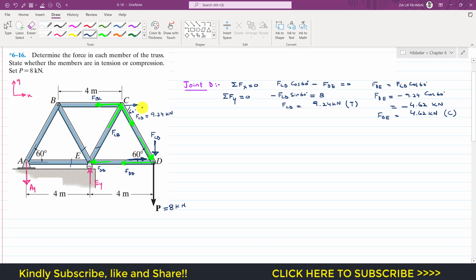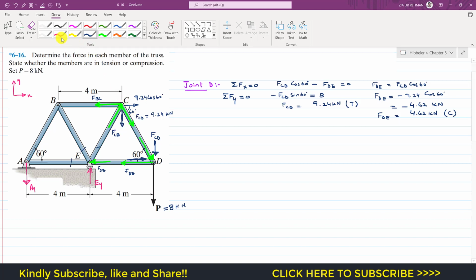Both of these angles are alternate angles. So this one is FCD cos of 60 degrees. So FCD is 9.24. So this is 9.24 cos of 60 degrees. And this FCD will have another component which will be acting in this direction. So this one is the sine component. This is 9.24 sine of 60 degrees.